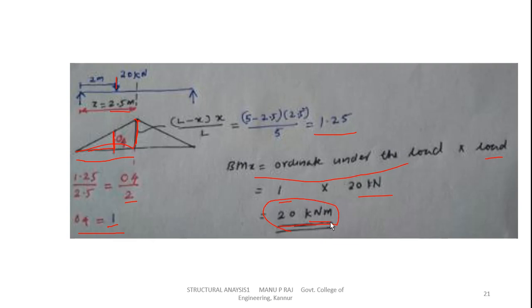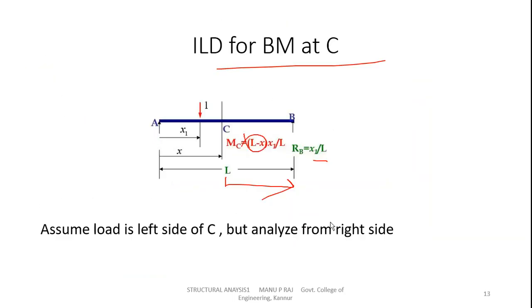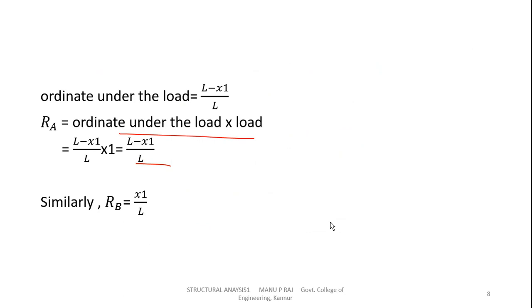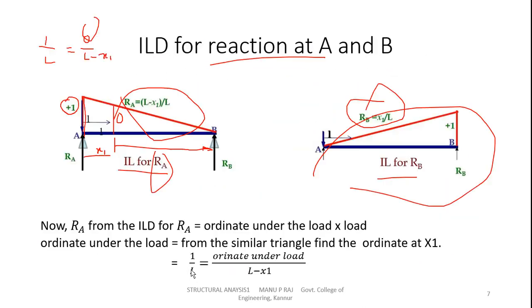This is the procedure for calculating shear force, reaction and bending moment of a simply supported beam using the concept of ILD. Don't forget that shear force or bending moment or reaction from ILD due to a point load equals the ordinate under the load into the load. Then shear force or bending moment or reaction from ILD due to a UDL will be equal to the area under the load into the load.